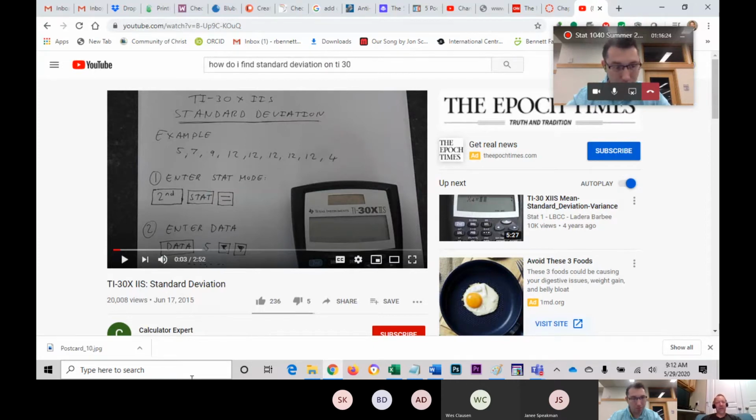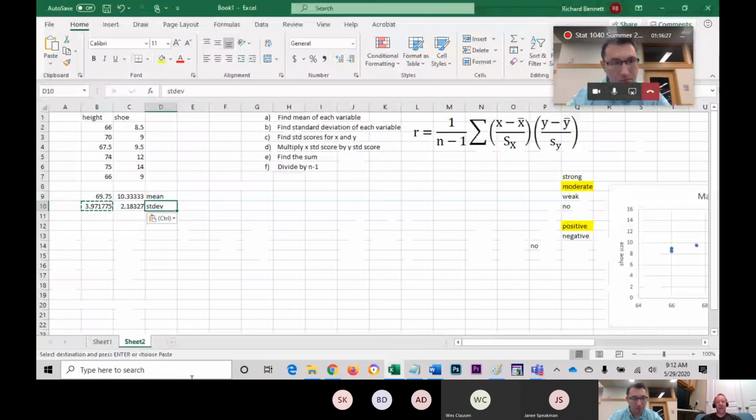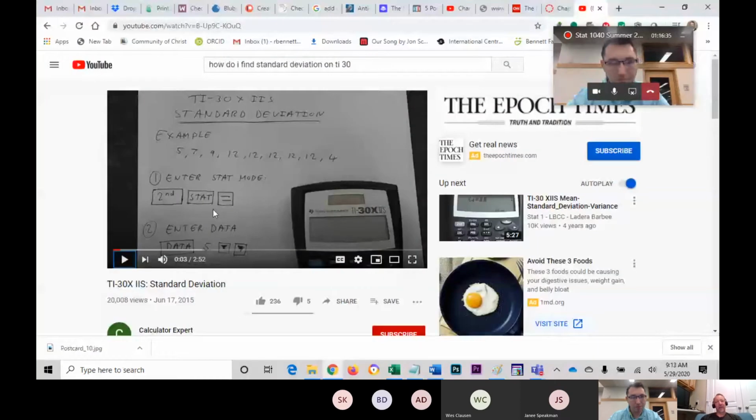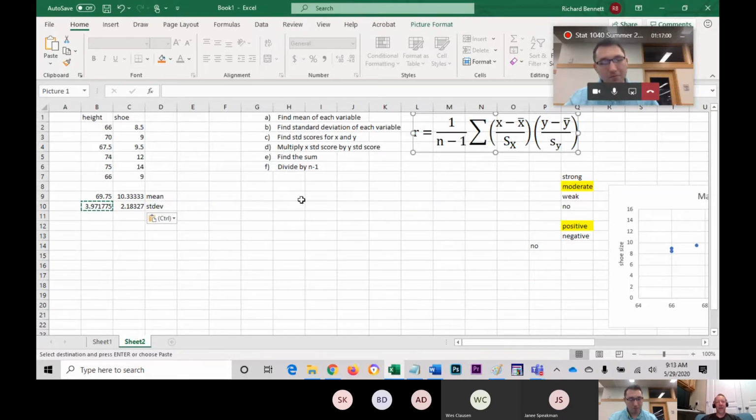So I don't want to spend a lot of time on this, but you will need to know how to do that to find the mean. In fact, your calculator not only will it find the standard deviation for you, you'll be able to enter in all of these numbers, and it will find your mean and your standard deviation, and it will probably find your correlation coefficient as well. Now, having said that, on this test, I want to see all of the steps.